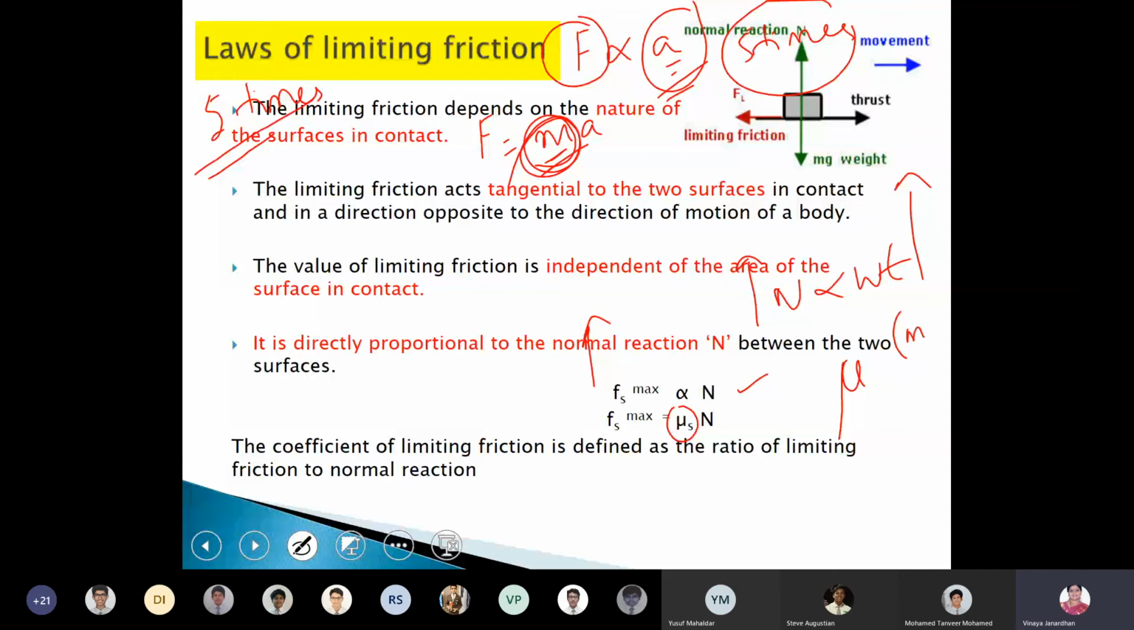So here the constant of proportionality is mu_s, which means when the normal reaction increases, to what extent your frictional force is going to increase is indicated by mu_s. Very, very important is this.